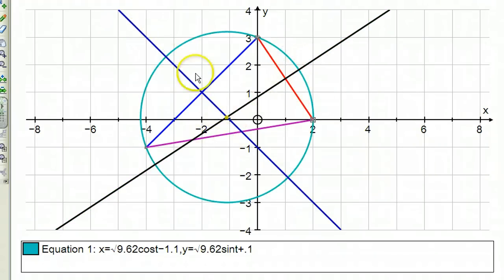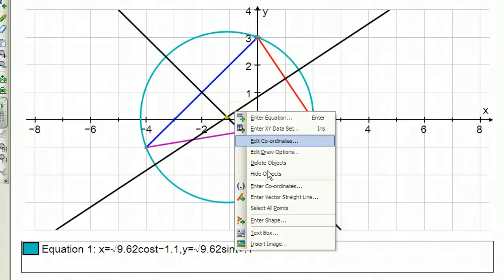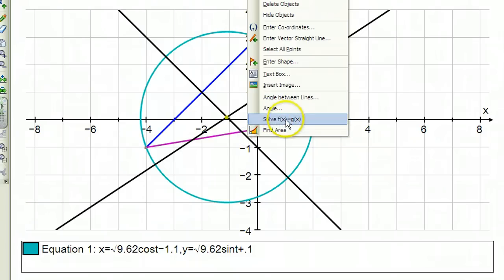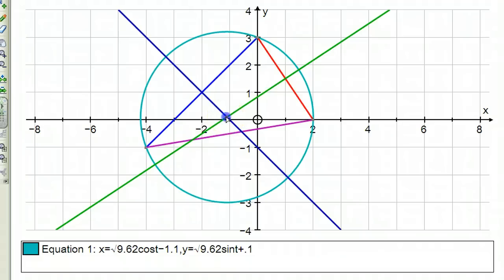I get another perpendicular bisector here, and then I go ahead and solve for y equal to x. So if I click these 2, solve, I said that wrong, f equals g. And so if I solve that, that gives me my point here in the middle. And so when I click on this, my point turns out to be negative 1.1 and 0.1.